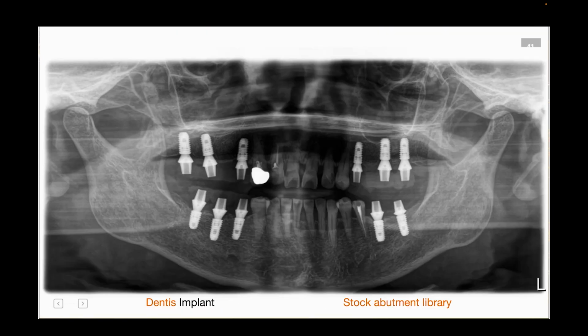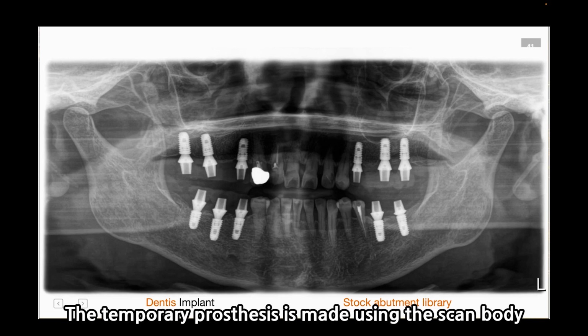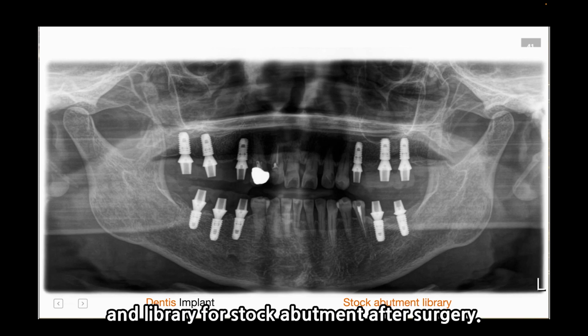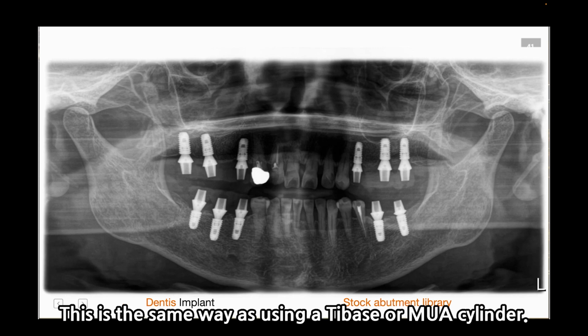The temporary prosthesis is made using the scan body and library for stock abutment after surgery. This is the same way using TI base or MUA cylinder.